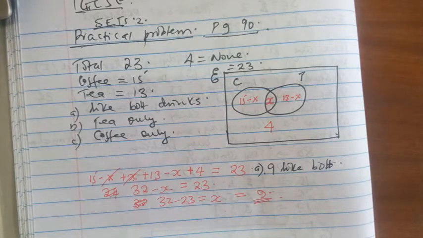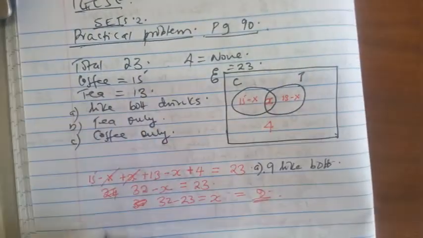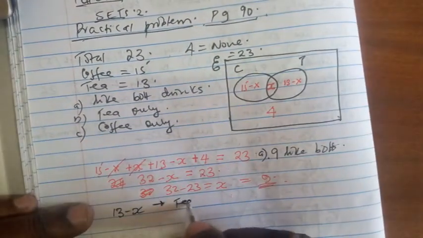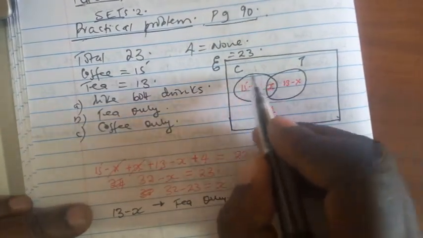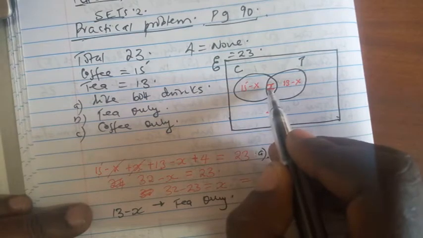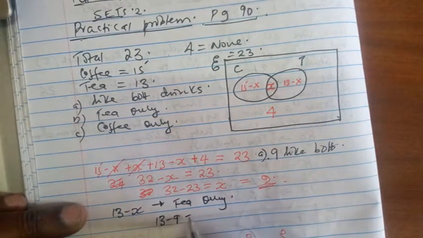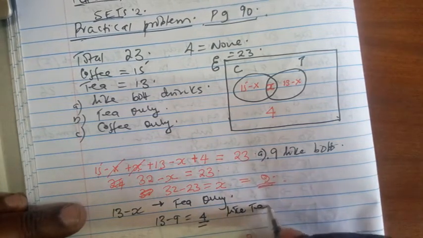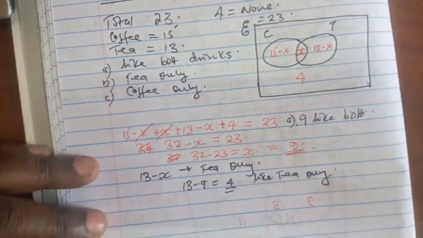How many like tea only? Those who like tea only, 13 minus X, are the ones who like tea only. Because if we include this X, then we are also capturing those who might be liking coffee within the X. But our X is 9, so 13 minus 9, which is 4. 4 like tea only.